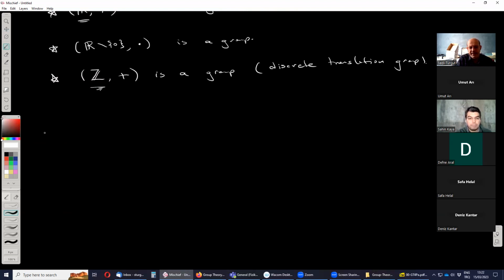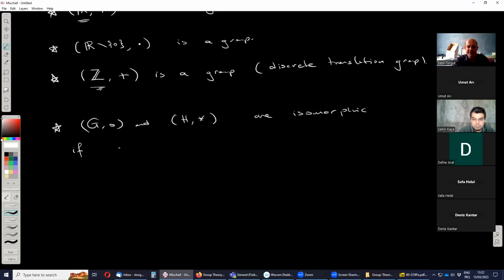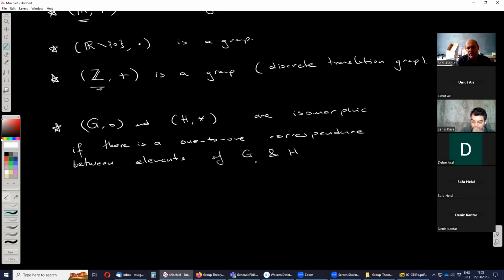In that case, we talk about isomorphisms between two groups. So if you have a group G and another group, H star, for example, these two groups are isomorphic if, mathematically we say, there is a one-to-one correspondence between elements of G and H. So I'm just going to show it like that.